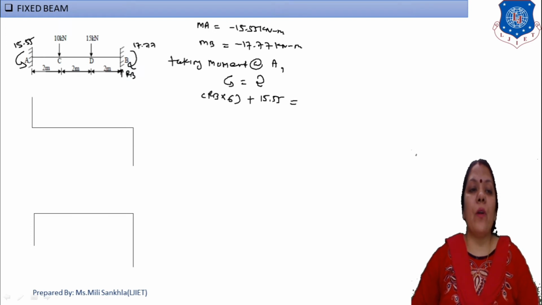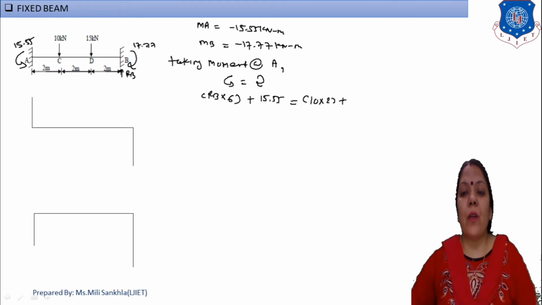15.55 equal to, this load rotates clockwise, 10 into 2. Write on the right side plus 15 into 4, and this moment is again clockwise. Write down 17.77.